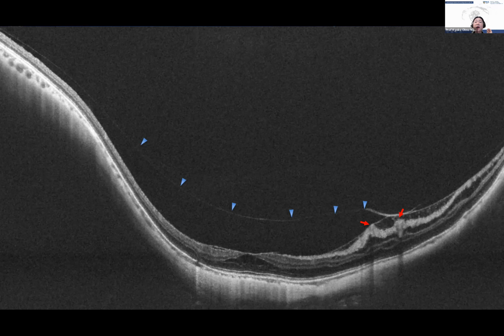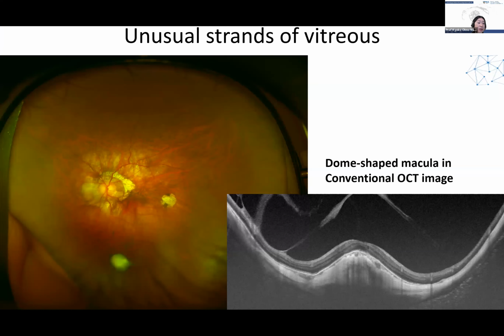And then retinoschisis starting around the retinal vessels spread to the fovea secondarily. And these observations are possible by visualizing a wide area of the fundus beyond the macular area. Wide and deep observation of vitreous clearly shows abnormal vitreous strands. This patient has a dome-shaped macula by conventional OCT.